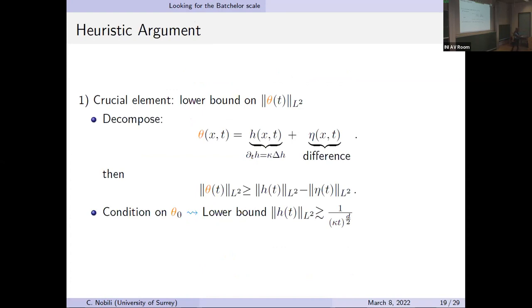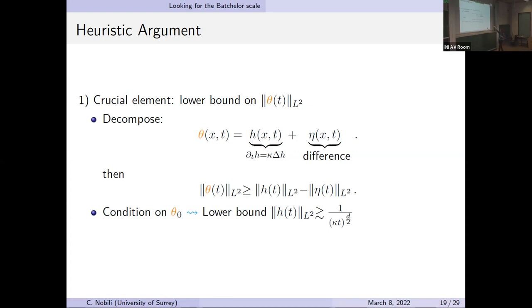Now, let me tell you a little bit of the heuristic argument that brought us to this result. When you're on the whole space, you can do it also on the torus, clearly. It's very convenient to divide theta in a part that satisfies the heat equation and the other part that is satisfying the difference.